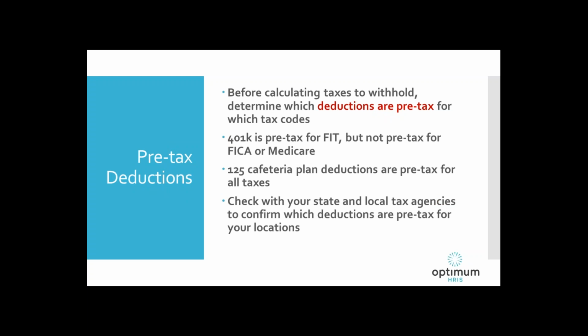The next item to consider would be pre-tax deductions. Examples of pre-tax deductions for federal income taxes might be 401k or cafeteria or 125 plan deductions. So before calculating the taxes to withhold, determine which of your deductions are going to be pre-tax for which tax code. And today, since we're looking at federal income tax, 401k and cafeteria plans are going to be in our calculation. Again, if you set up any new deductions, check with your state and local agencies to confirm which deductions might be pre-tax for state and local.